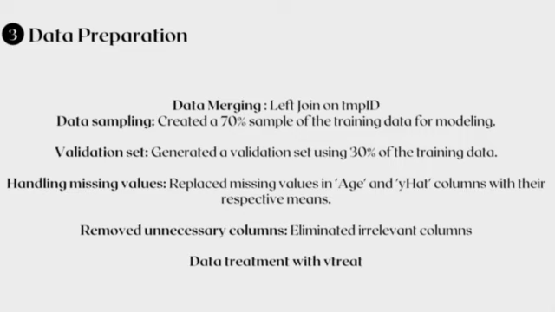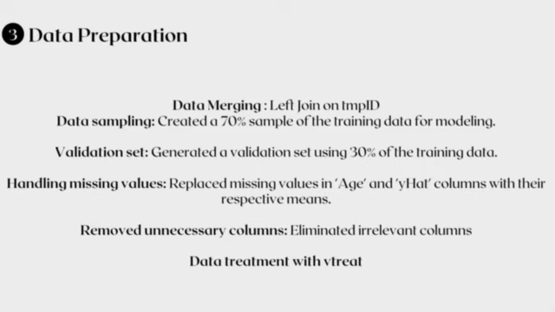Next, data sampling. To create a manageable subset by randomly selecting 70% of the training data for model training, reducing computational load. Validation set creation. I created this with 30% of the sample. The reason for this is to set aside 30% of the sample data for model performance evaluation and generalization assessment.